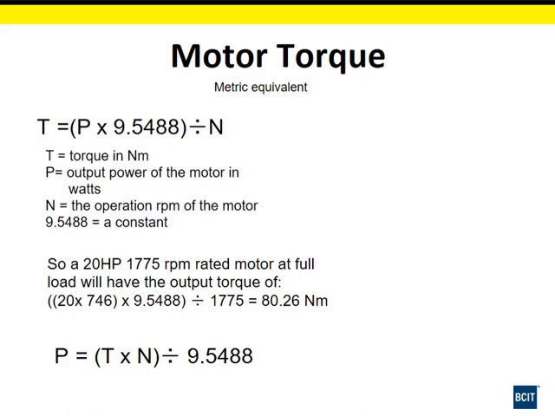Then also, if you needed to calculate how many output watts of a motor you need to drive 80.26 Newton meters, let's say for this example, of force, you can transpose the same formula. Very similar to what we did with the imperial units on the previous slide.